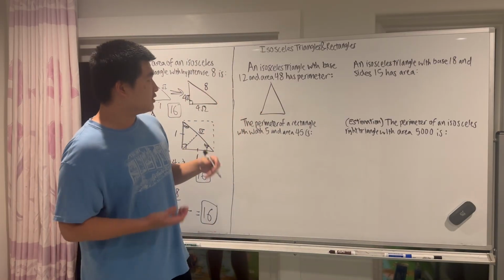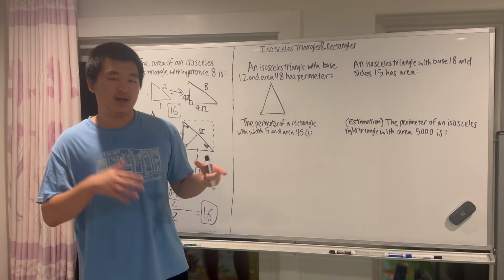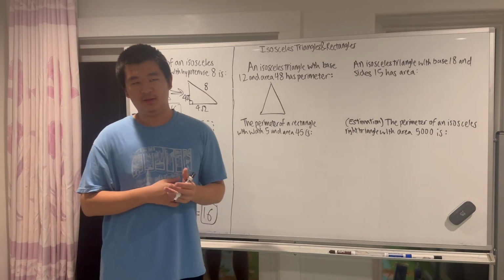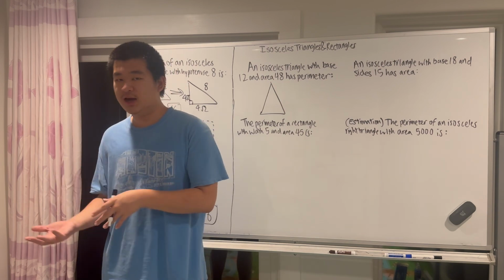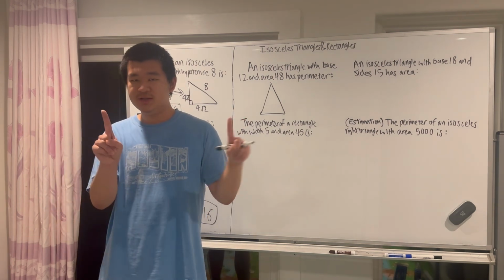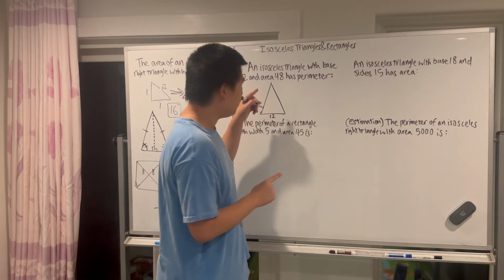Oh, so what do we have here? An isosceles right triangle, the base 12 and area 48. Now, when they give you a base and an area, the thing you should immediately think of is, what's the height? Because the area we get from base times height. So if we have the area and we have the base, we should be able to find the height. Now here we have base 12, area 48.